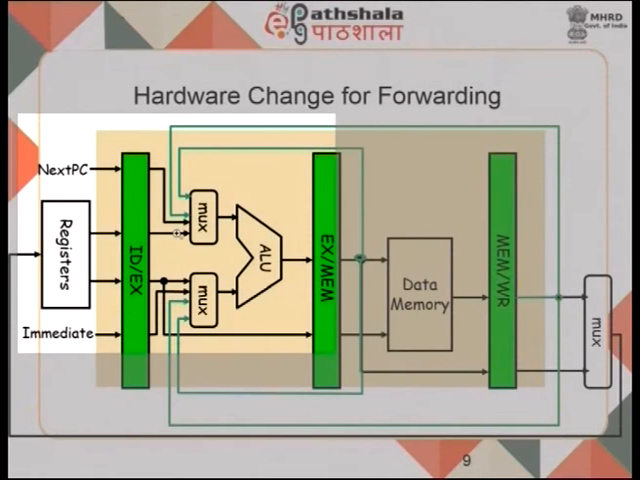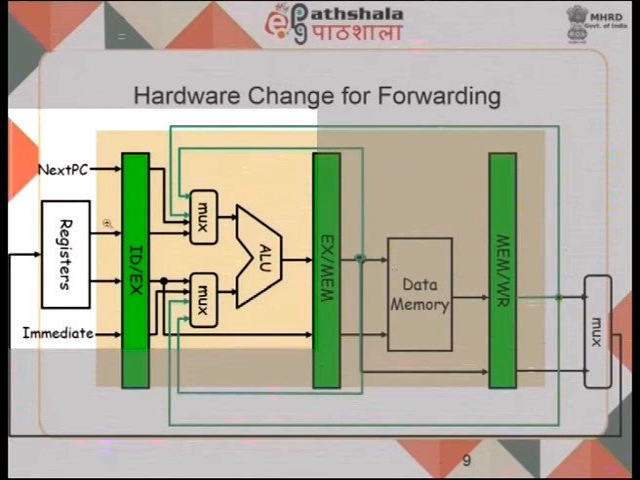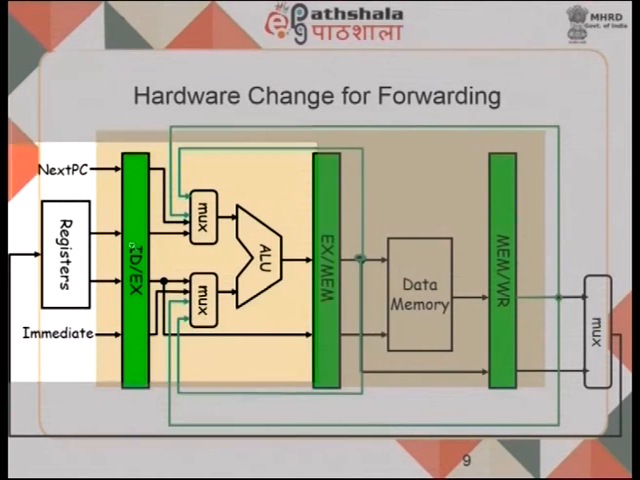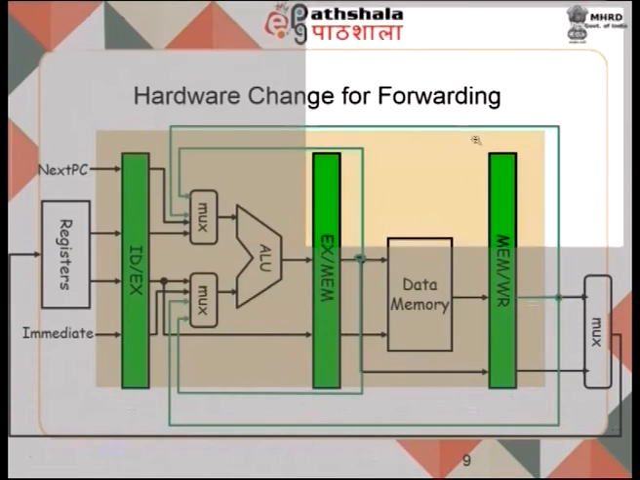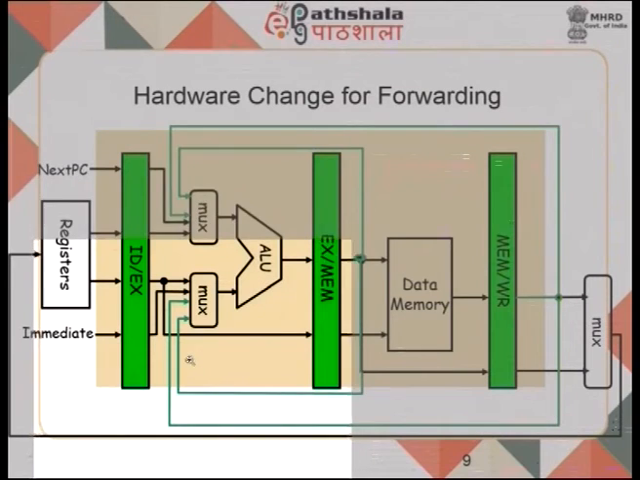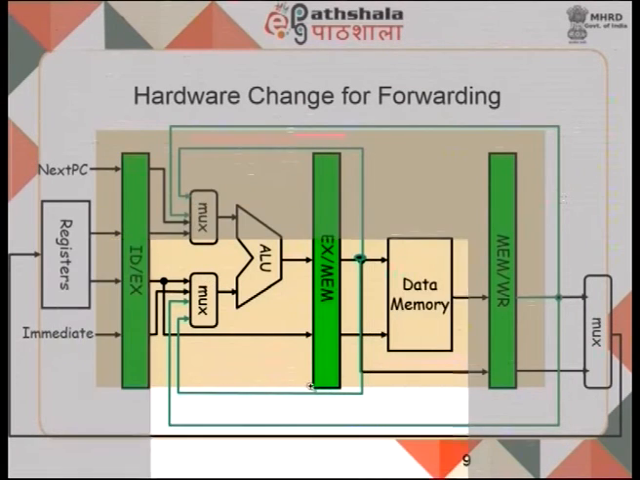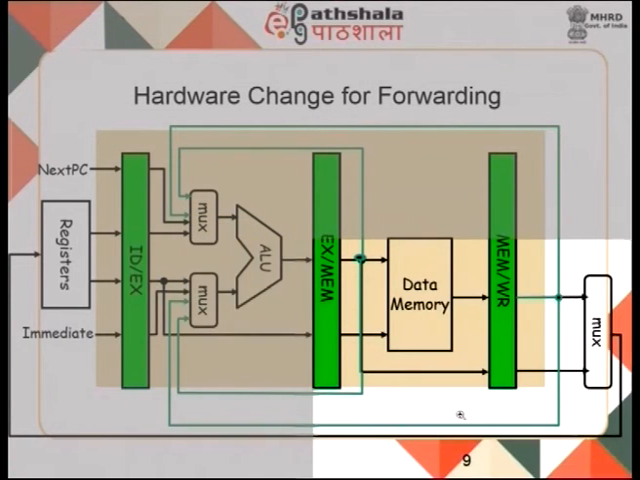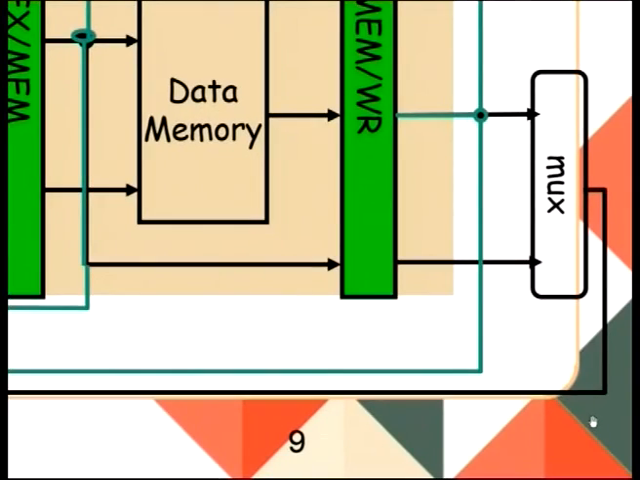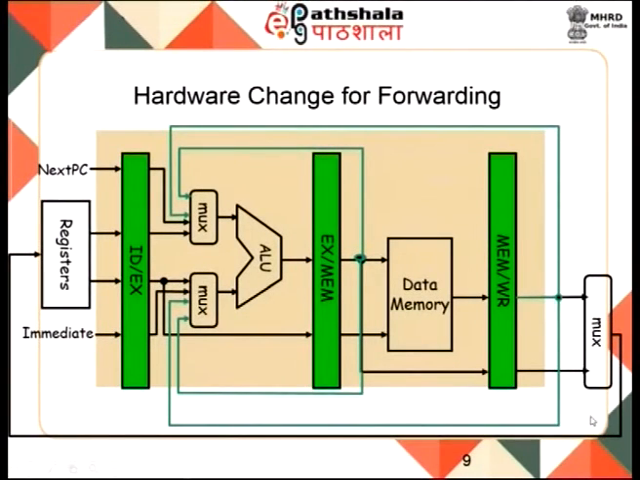So, all these options are available: reading from the register, reading from the next PC value, taking from this buffer or taking from this buffer for this multiplexer. Similarly, here reading from the register, an immediate operand here, reading from this buffer or reading from this buffer. All these 4 options are available, and depending upon the dependence between these instructions, you will choose any one of these options.